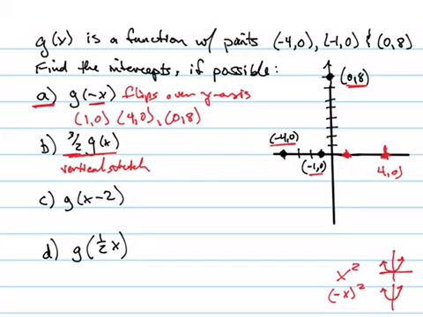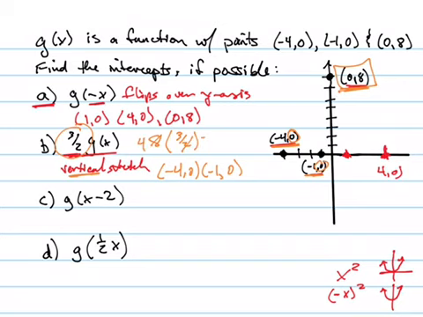Which for these two right here, -4, 0, and -1, 0, stretching vertically is that y coordinate there. And since those are both 0, 0 times 3 halves doesn't do anything. So those stay the same: -4, 0, -1, 0. And this right here, that 0, 8, 8 gets multiplied by 3 halves, which turns into 12. So your point is 0, 12. Those are your 3 intercepts for that example.